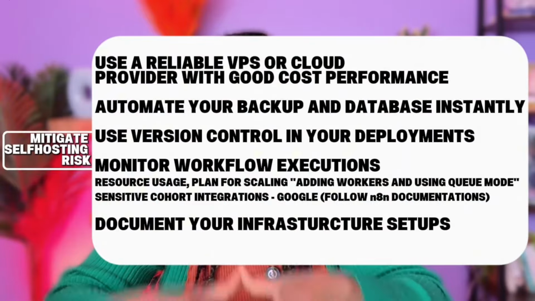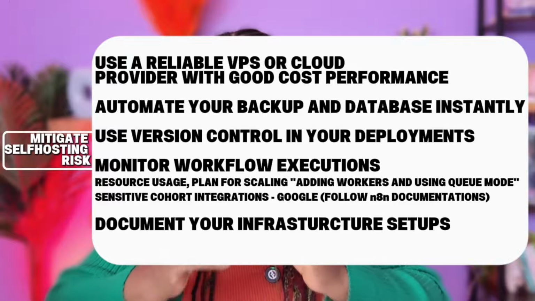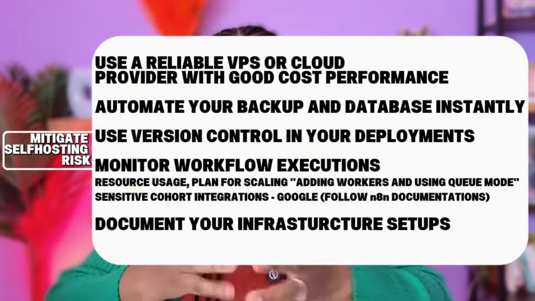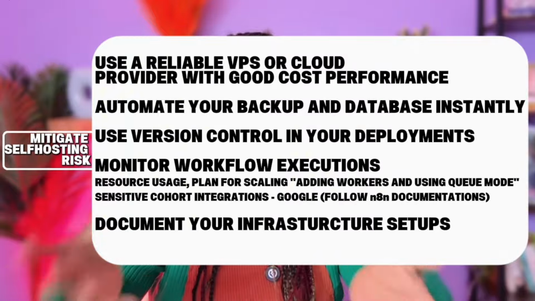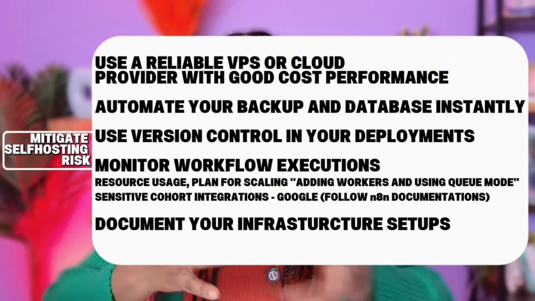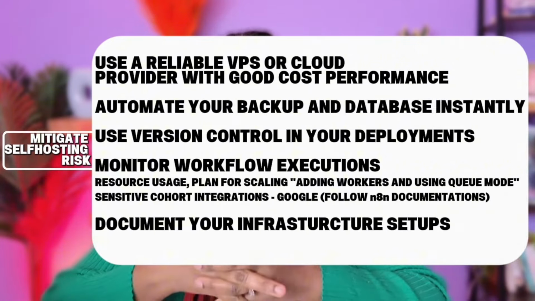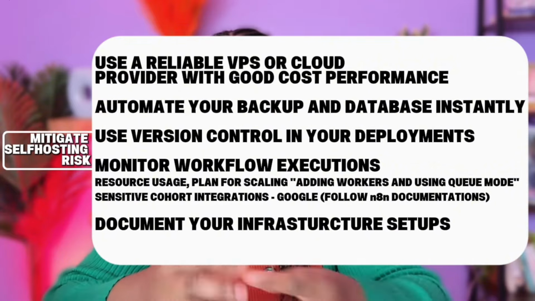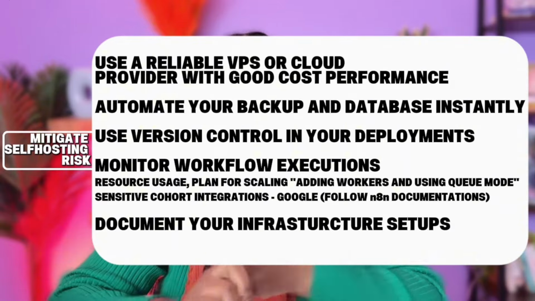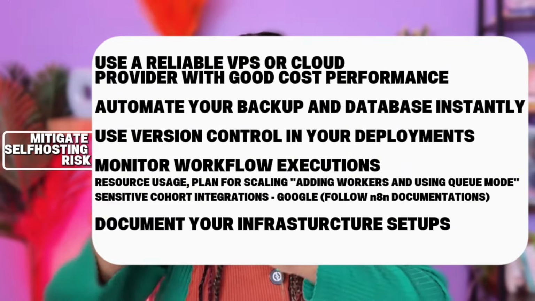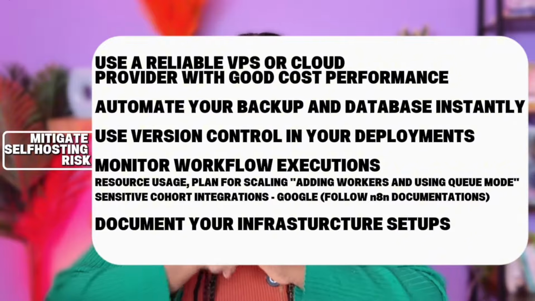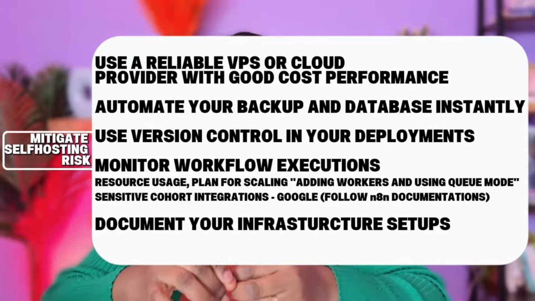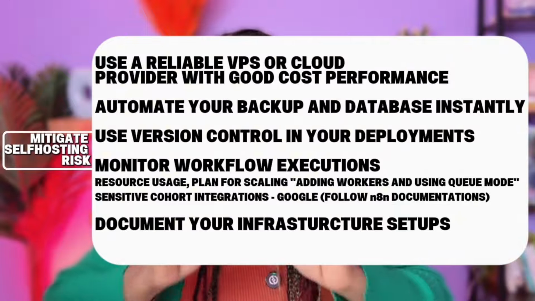If you choose self-hosting, then here are the best practices to avoid some common pitfalls. First, use a reliable VPS or cloud provider with good cost performance. Think somewhere around $5 to $10 a month for an instance like EC2. Also automate your backups and your database, and use version control in your deployments so that your updates are safe as well. Another thing is to monitor workflow executions and your resource usage, and plan for scaling, that is, adding workers using queue mode before you hit your limits. And if you are using sensitive OAuth integrations like Google, then follow n8n's documentation and configure your credentials properly to avoid sudden failures.